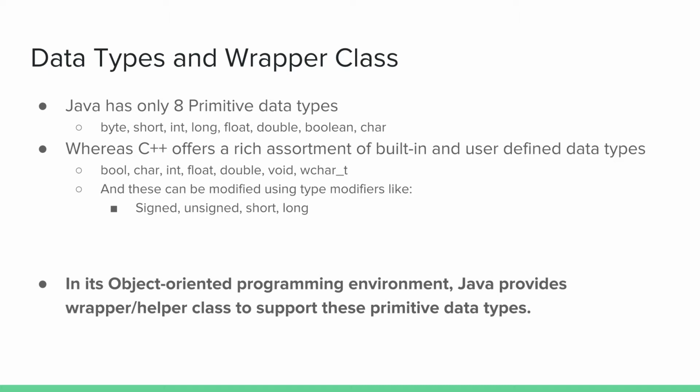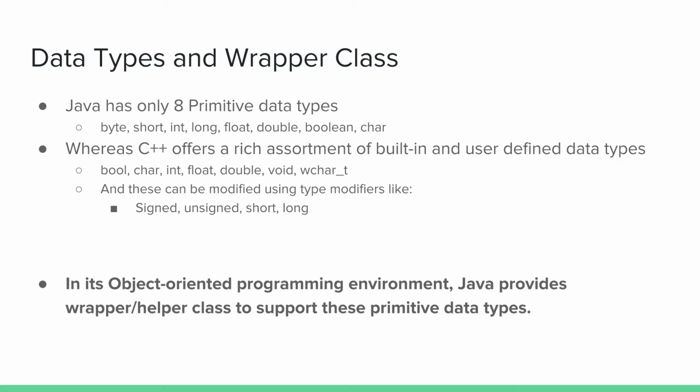Java has only 8 primitive data types. Those are byte, short, int, long, float, double, boolean, and char. Whereas C++ offers a rich assortment of built-in and user-defined data types, such as bool, char, int, float, double, void, and wchar_t. And you can use modifiers like signed, unsigned, short, and long with these data types. So you get a rich assortment of data types in C++.